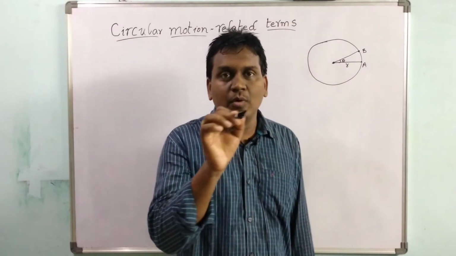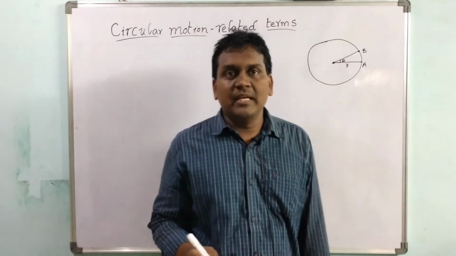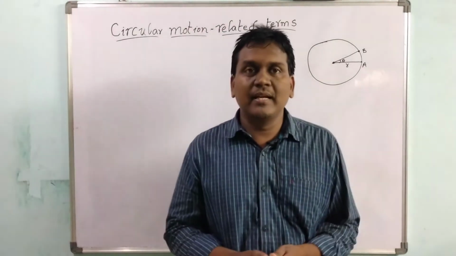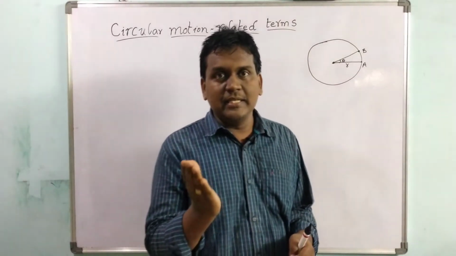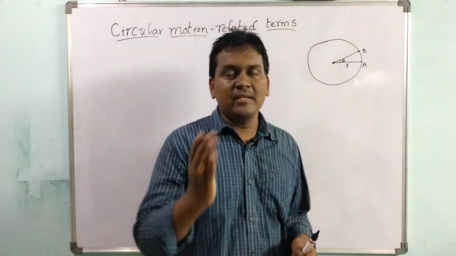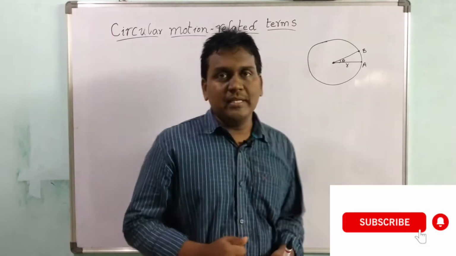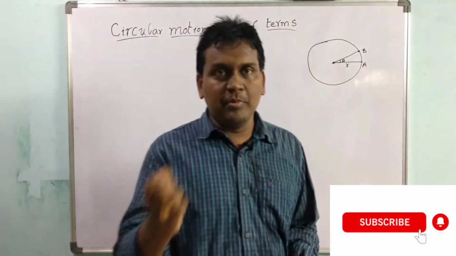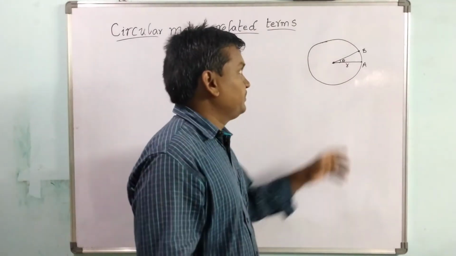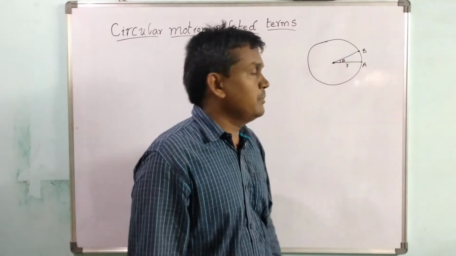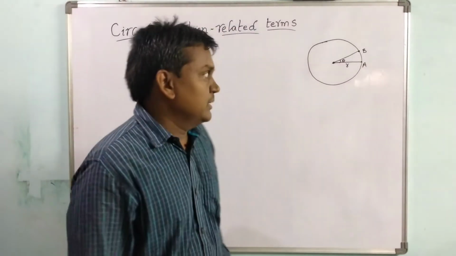If a particle is moving in a straight line, then the position change is a linear position. But here it is making some angle, it is making some curve. So the position change is angular position. While moving from point A to point B, it is making an angle theta. So, angular position.